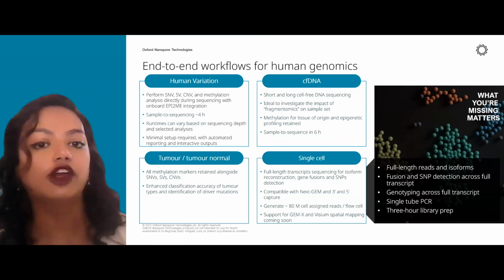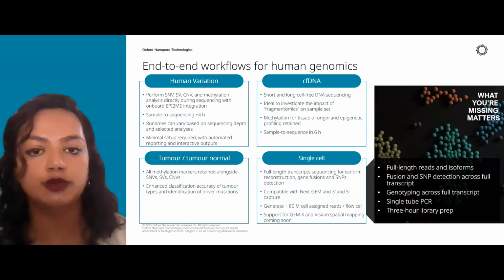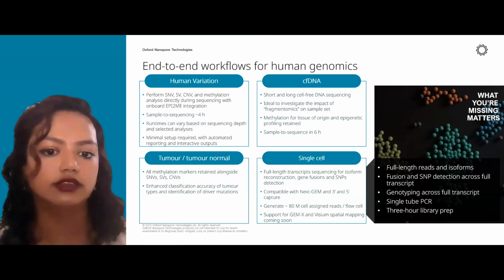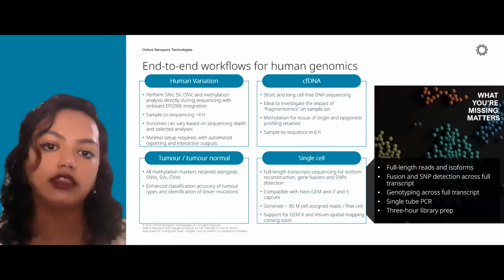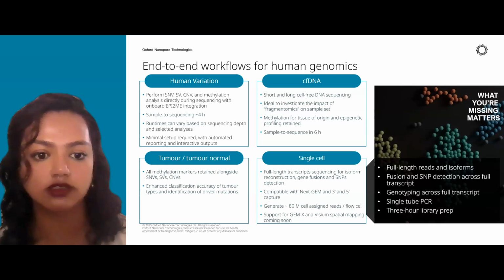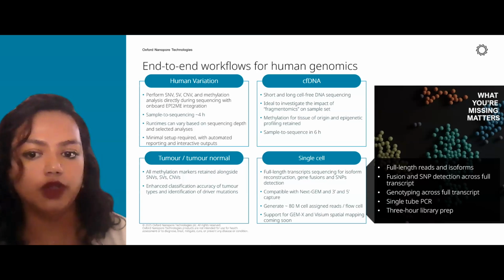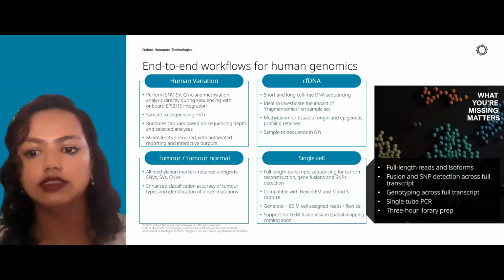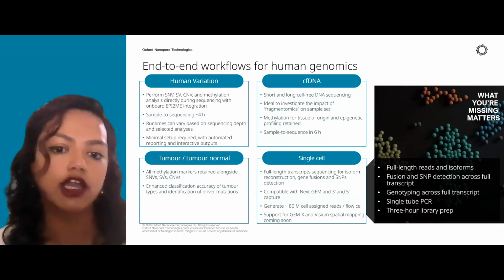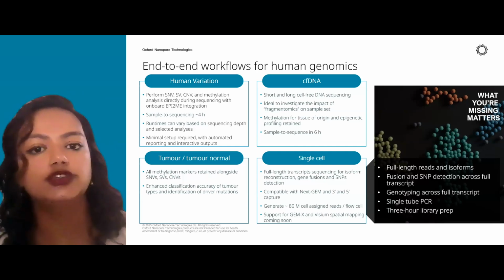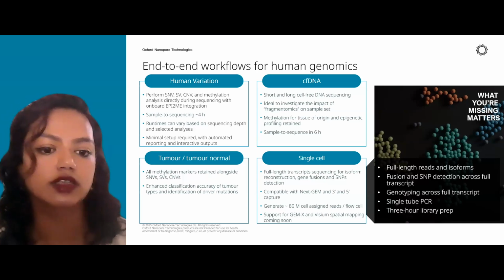For oncology, we have our tumor or tumor normal workflow, which excels in retaining all the methylation markers alongside genetic variants. This improves the classification accuracy of tumor types, and the identification of driver mutations. When working with liquid biopsies, the cfDNA workflow supports both short and long cfDNA sequencing. This retains methylation data, provides insights into tissue of origin and epigenetic profiling within just 6 hours.